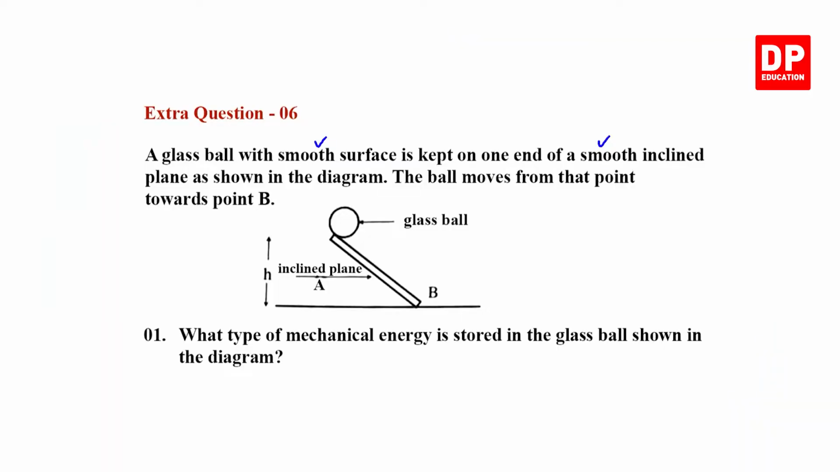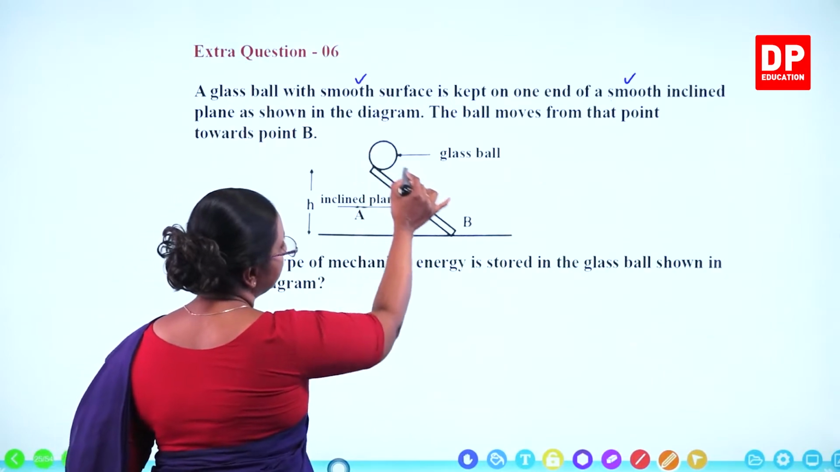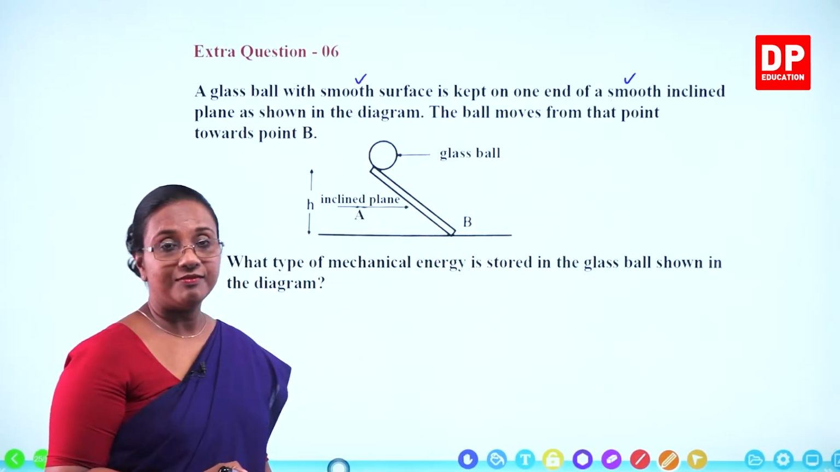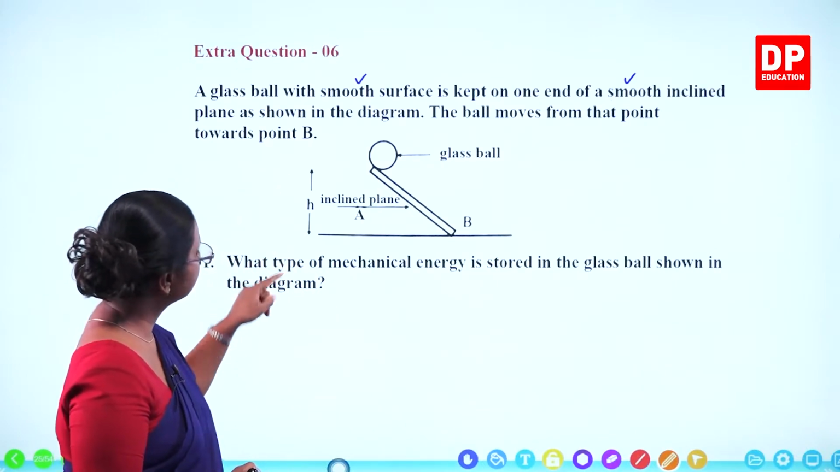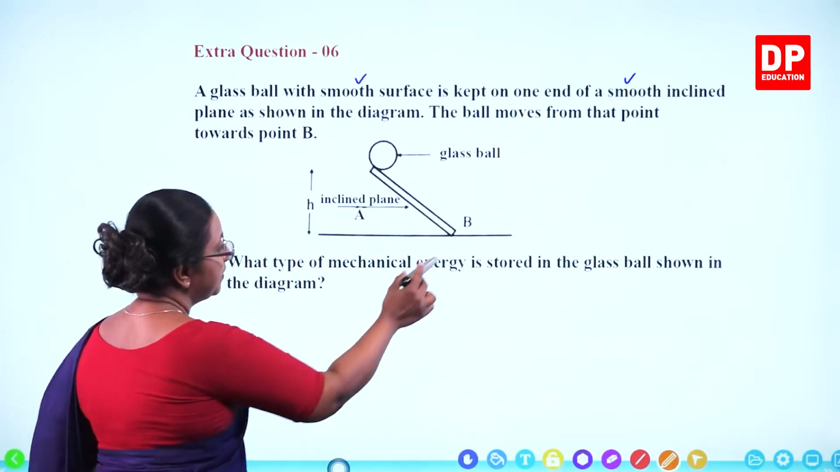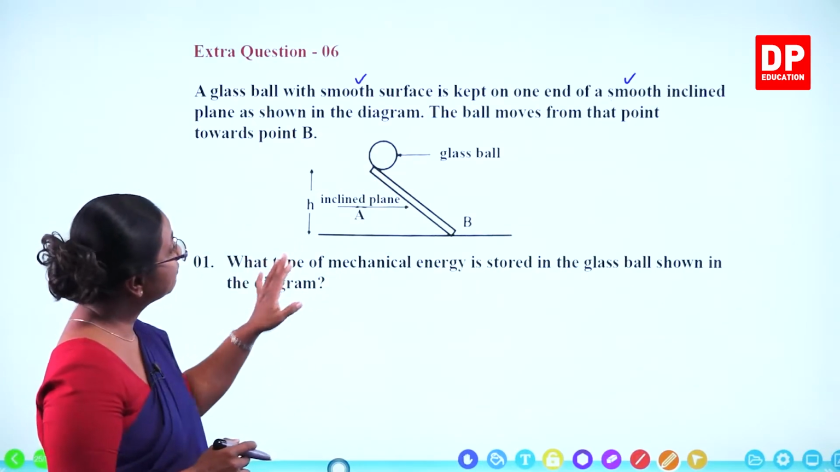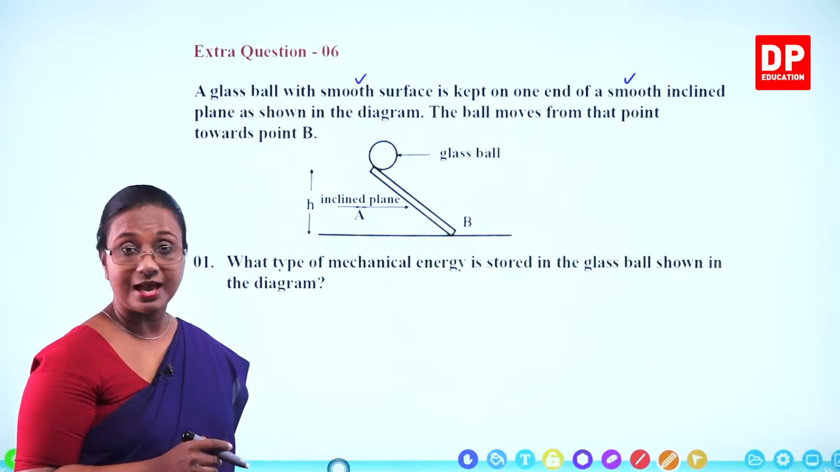The ball moves from that point towards point B. So from this point, it moves towards point B until it reaches this ground level. And here you can see the height is marked as h. From this point B to this point, the height is h. So that is the information you can get from the diagram.